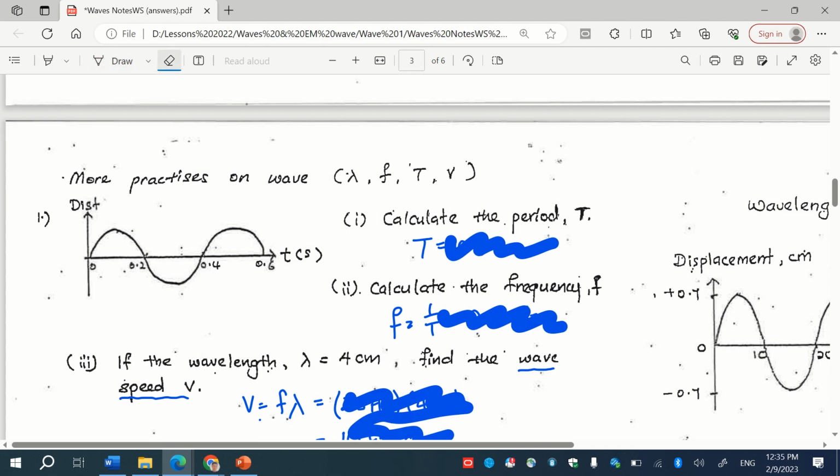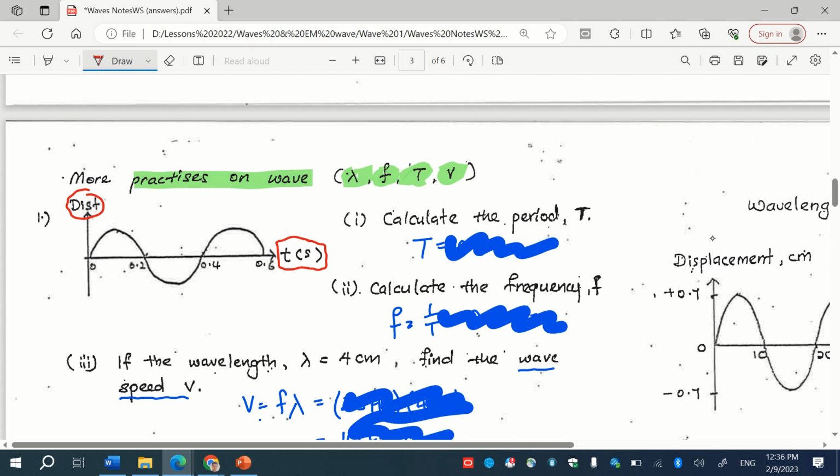The formula has to do with a few symbols. More practice with wave: lambda, wavelength; frequency f; period T, time taken for one wave; and wave speed v. Now let's look at this example of the wave graph that is given, a transverse wave, and see what is given. The y-axis is distance, the x-axis is time. Be very careful, it's time. That tells me that I can read the frequency and the period from this.